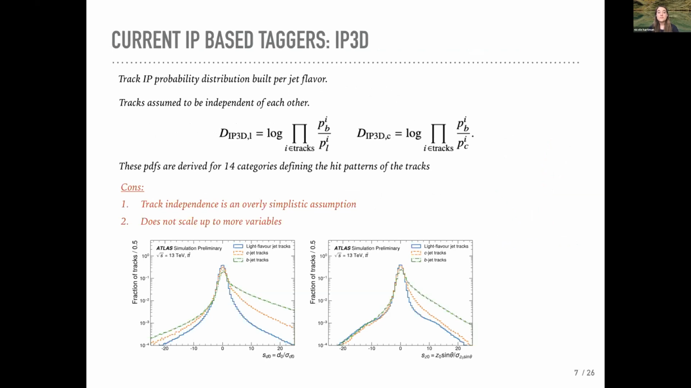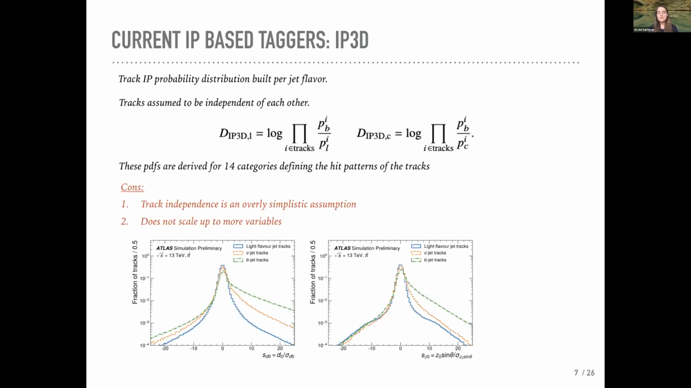So the first tagger that we have that takes advantage of these significances is called IP3D. What it does is it takes these significances and builds up a 2D probability distribution for each of the jet flavors. And then it assumes that the individual tracks in the jet are independent of each other to build up higher level discriminants by taking the ratio of the probabilities and then the product over them to build up either a discriminant for B versus light in the left-hand equation or B versus C in the right-hand equation.